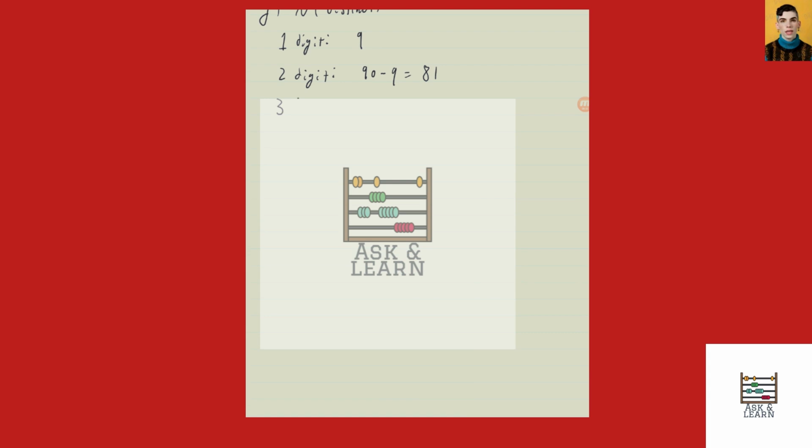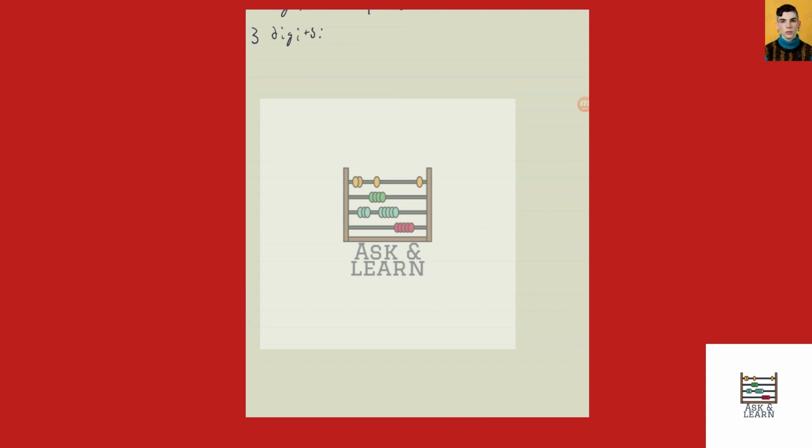And then for the 3 digits, we can think about, we have from 100 up to 999. So there are 900 integers total. And then actually, we would have an easier way of dealing with the 3 digits case.